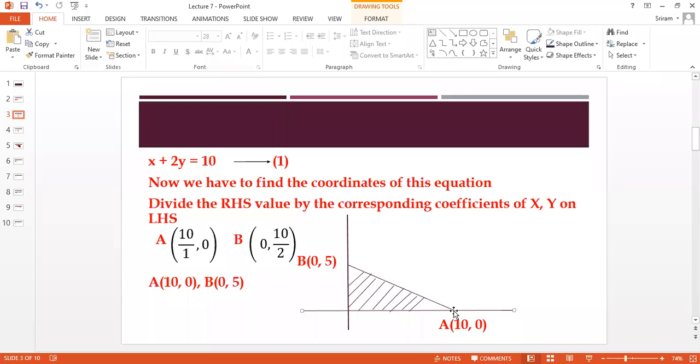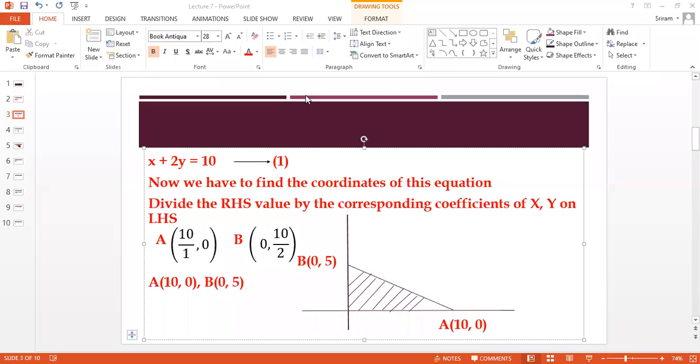Point A is 10 comma 0. So I am going to take A on the x-axis. Point B is 0 comma 5. So I am going to take it on the y-axis, because the value of y is 5. Now I am going to join these two points using a line.